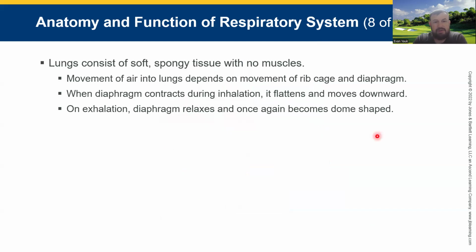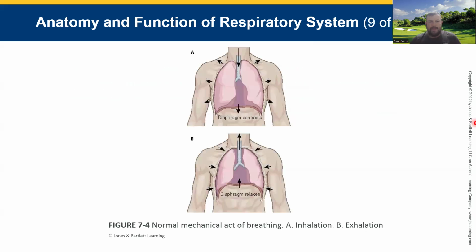The lung consists of soft, spongy tissue with no muscle. Get that embedded: there is no muscle in the lung. Movement of air into the lung depends on the movement of the rib cage and diaphragm. When the diaphragm contracts during inhalation, it flattens and moves downward. On exhalation, the diaphragm relaxes and once again becomes a dome shape. Okay, so I take a deep breath in, my rib cage kind of opens up, and my lungs expand. That's why we puff up like a puffer fish when we take a breath.